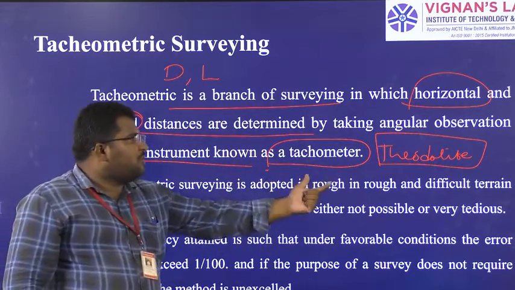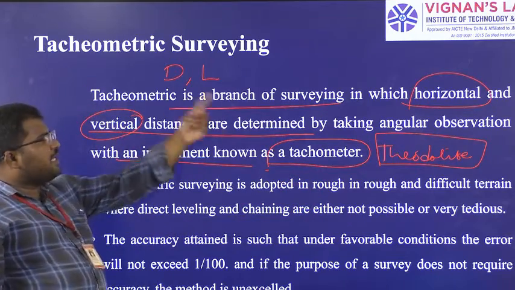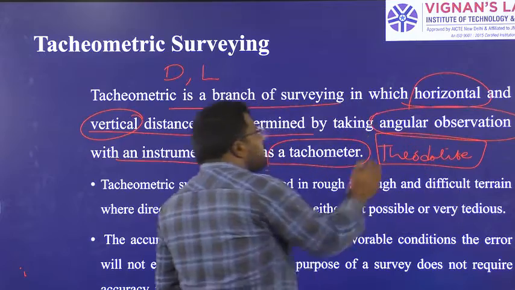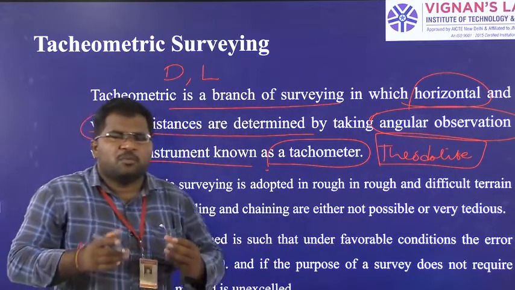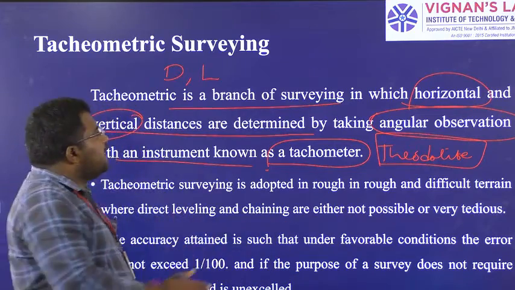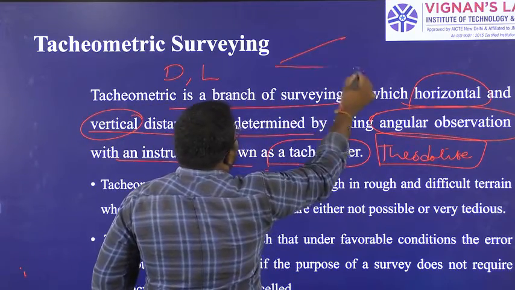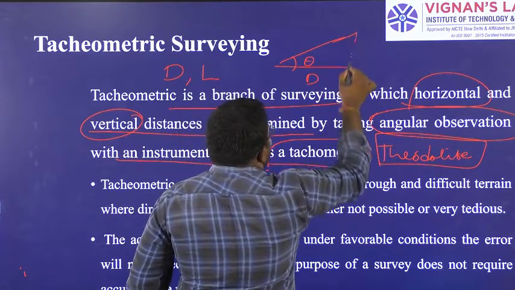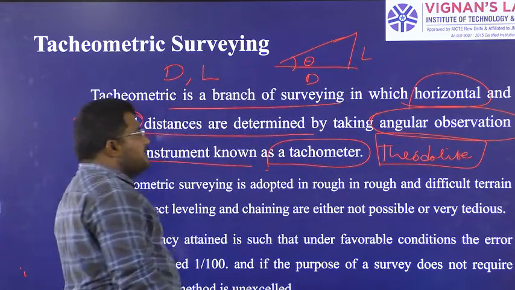By using this tachometer, we take only the angular observations. Using these angular observations, we find out both the horizontal and vertical distances. So if you measure only this theta value, you can know the horizontal distance as well as the vertical distance.